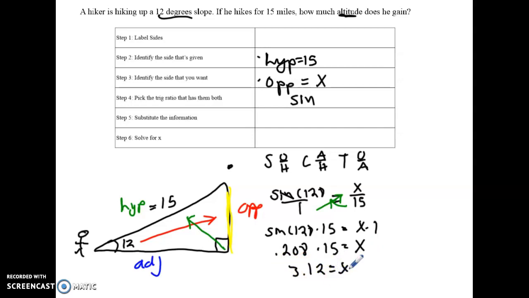So in this equation, we know that our x is equal to 3.12, and that is the height. So our opposite side is 3.12, and it said miles, so our height is 3.12 miles. And that is how you solve a trig function using the trig function sine.